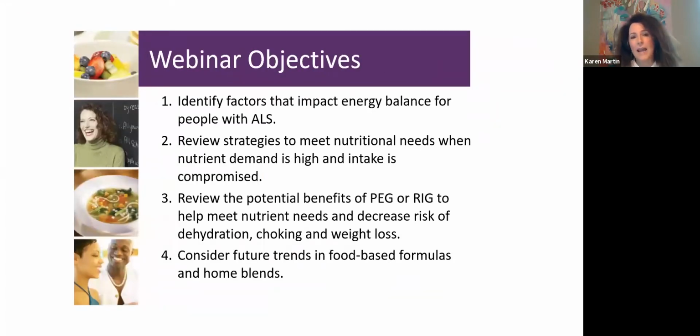So we'll be looking at factors that impact the energy balance for patients with ALS. It's quite a balancing act. I meant to go in and put like a tightrope or a balance type scale in my slide sets, but we'll be looking at the things that cause you to need more calories and the things that might make it harder. We'll be looking at strategies to meet these very high demands for calories when the intake might be compromised, but yet the need for calories is increased beyond what it would normally be.